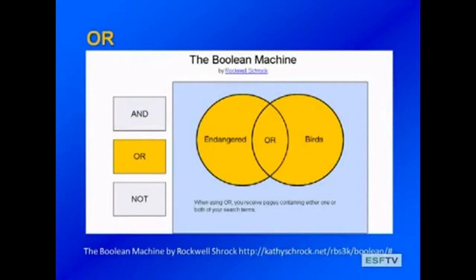The next connector is OR. In this example, someone is searching for endangered OR birds. So they really want some broad information on endangered species or birds. Or for example, I'm searching for information on deer and Lyme disease. If I search for deer OR Lyme OR disease, or deer OR Lyme, I'm going to get everything about deer and everything about Lyme disease, and some of that information will cross over and have information about deer and Lyme disease. And that's clearly illustrated with those two circles.